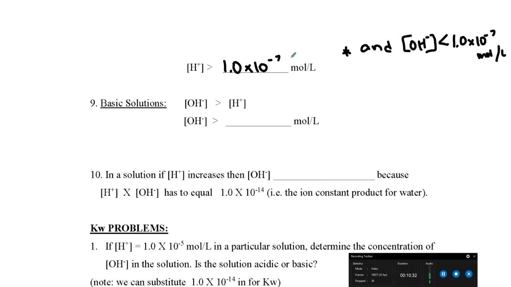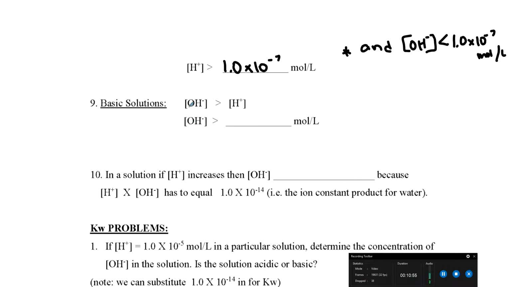The concentration of the H plus and the concentration of the OH minus have to always multiply to that 1 times 10 to the negative 14. So if you change one value, the other value also has to change to adjust. If one increases, the other decreases, and vice versa.